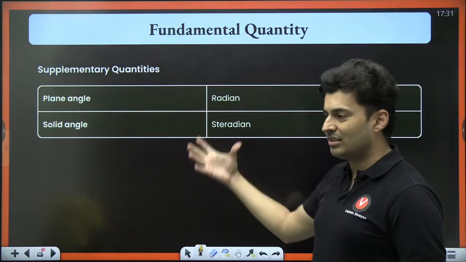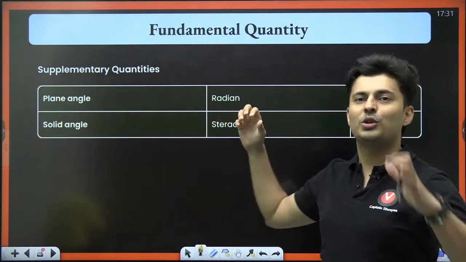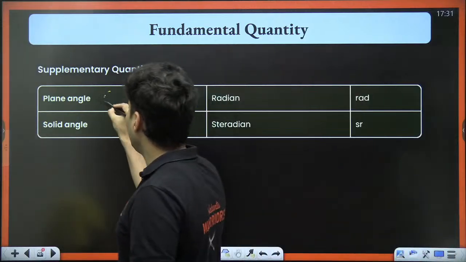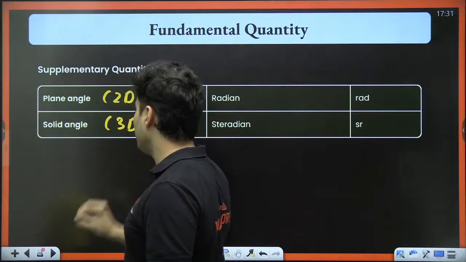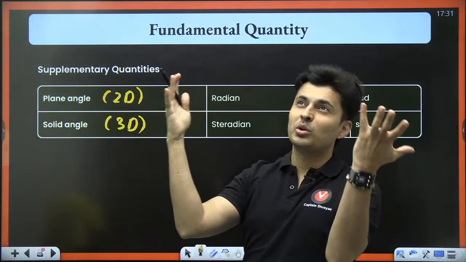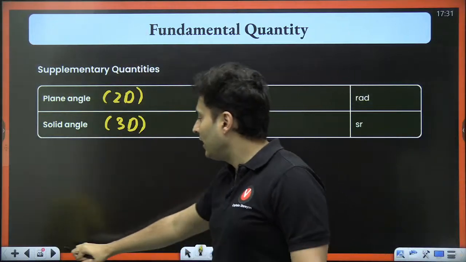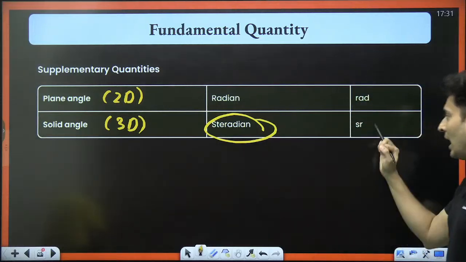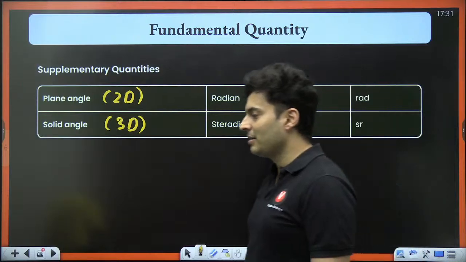And the next one is the solid angle. Now this, you will not use it in NEET physics, but you should just know it. This is a 3-dimensional angle. Plane means 2-dimensional angle. Solid angle means three-dimensional angle. Oh my God, sir, 2D only is so difficult. So it's a three-dimensional angle that is called solid angle. It is measured in steradian and the symbol is SR. Keep that in mind.